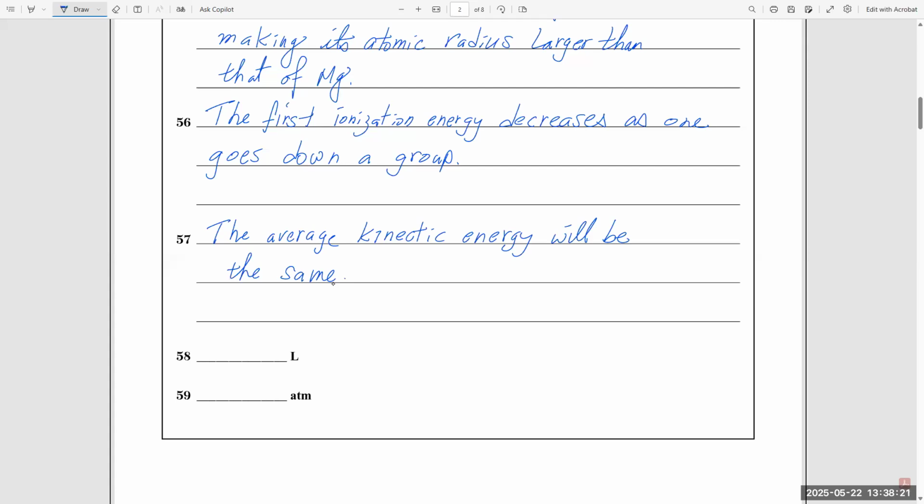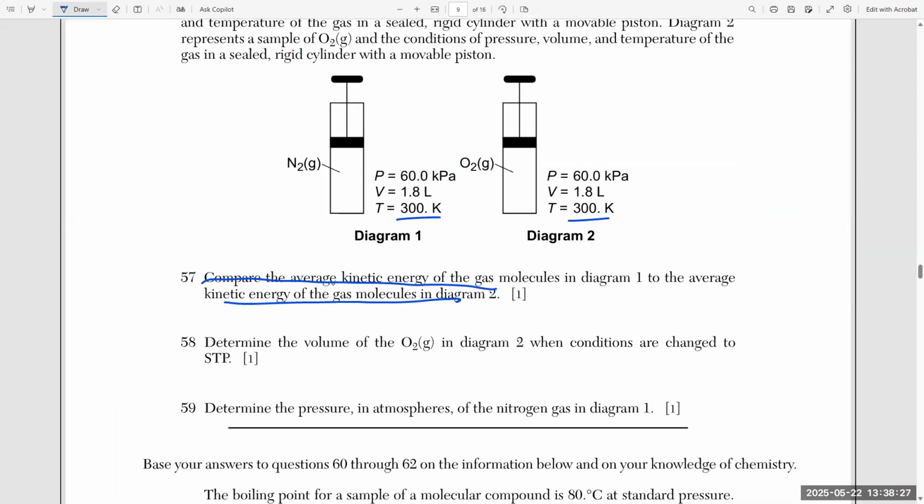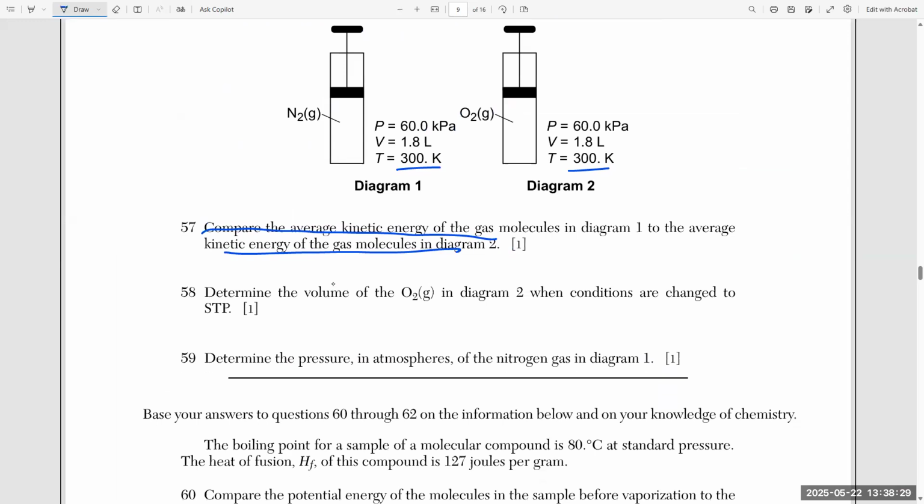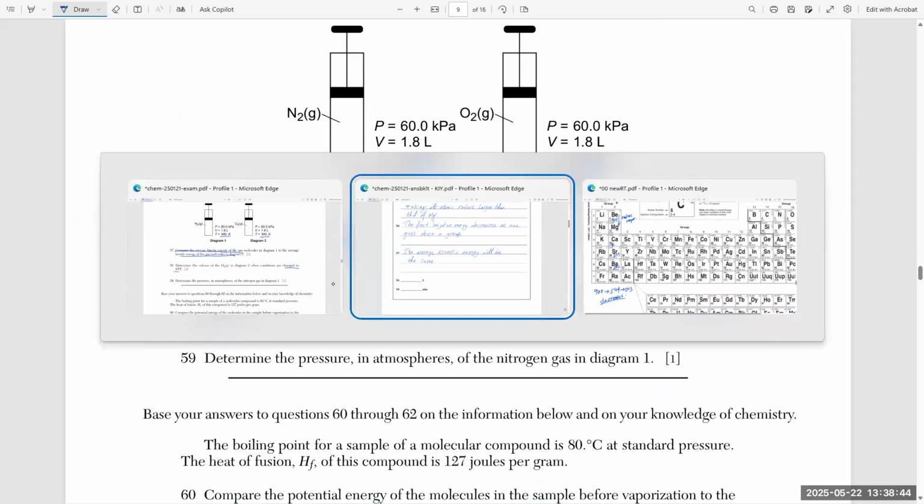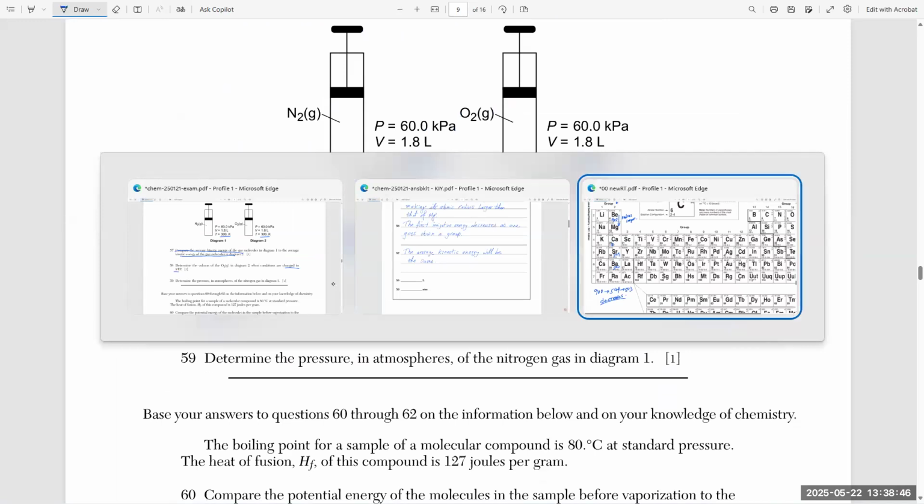But if they ask you to justify, it's because you would say that the two temperatures are identical between the two cylinders. 58. Determine the volume of the O2 in diagram 2 when conditions are changed to STP. Okay? So how do you do this? This is Boyle's law or ideal gas law. So what does that mean?